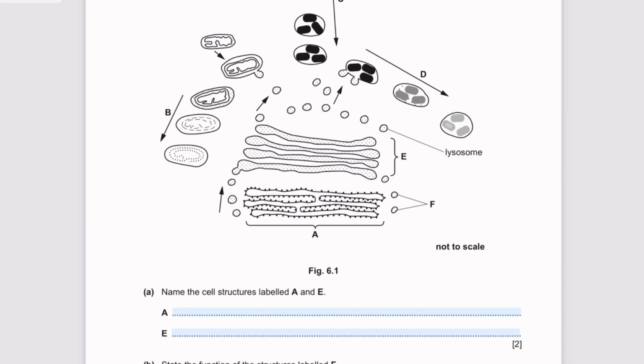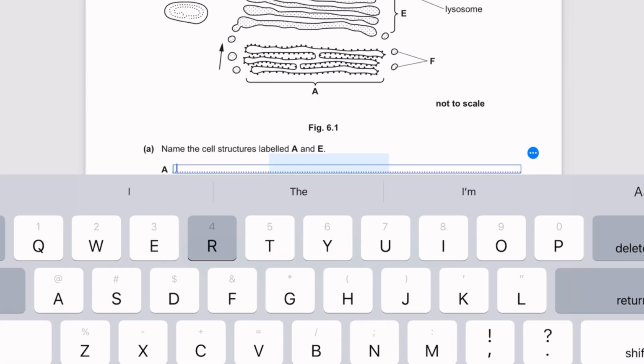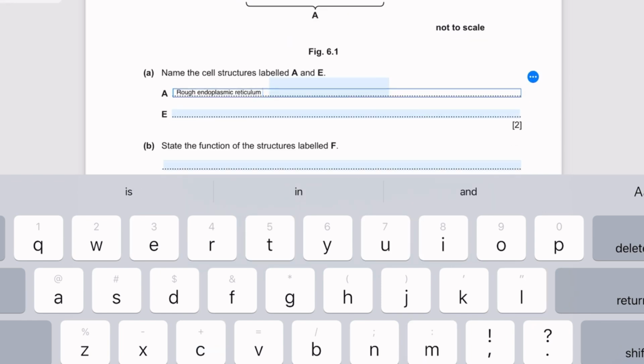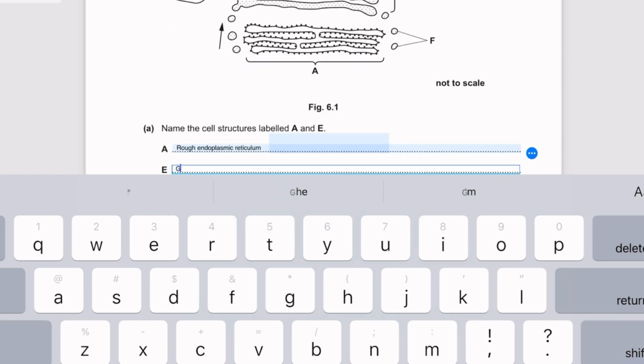A here is the rough endoplasmic reticulum. As you can see, it's a bunch of membranes with some ribosomes on top. And then what's E? E is clearly the Golgi apparatus. And make sure to always capitalize Golgi because it's a scientist's name.